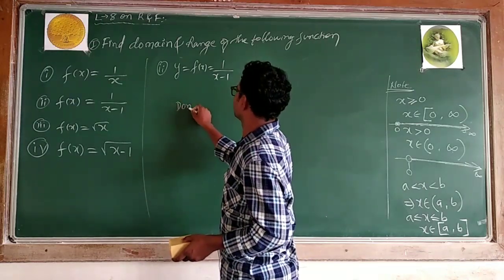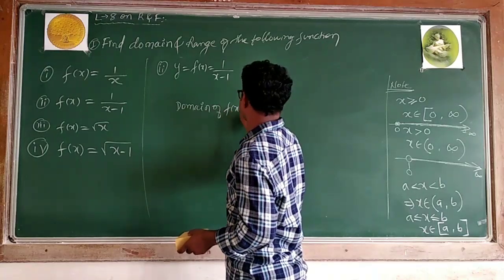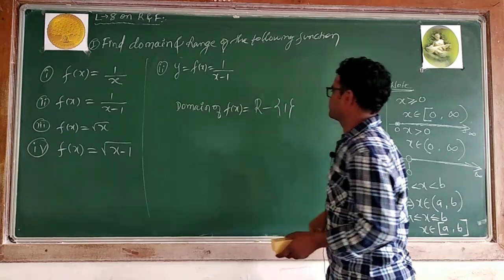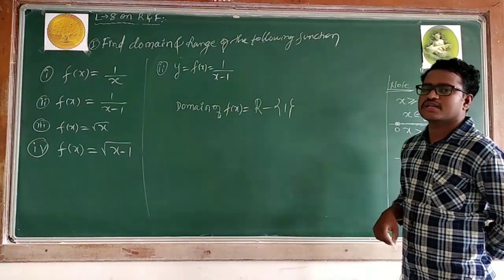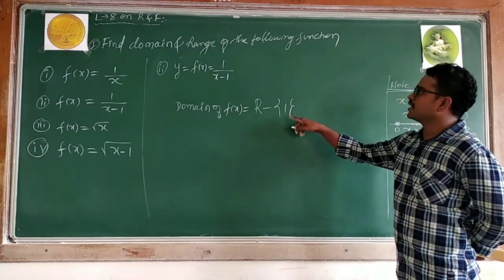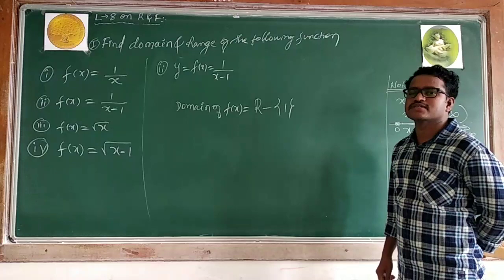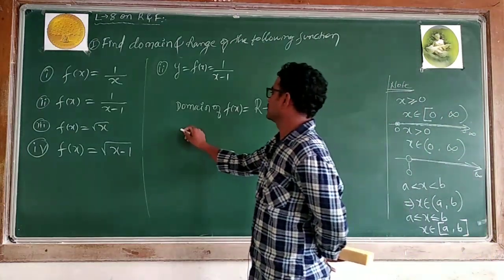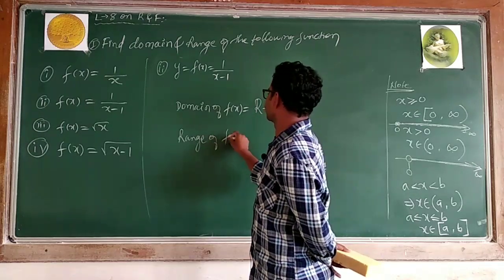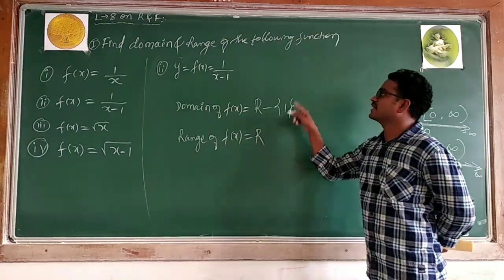Domain of this function, domain of f of x is equal to the set of real numbers excluding 1. Here I can take 0, because 1 divided by 0 minus 1, you will get minus 1. But what is the range of this function, range of f of x? Here I am not taking x equal to 1, but I will get 1.